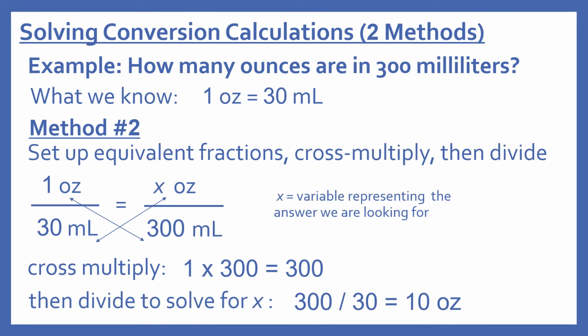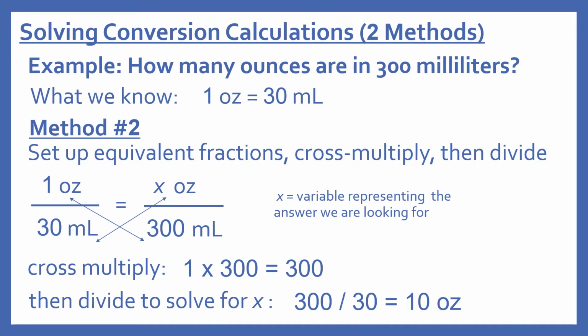Now method number 2, the same problem. How many ounces are in 300 milliliters? As I said, from our memorization, 1 ounce equals 30 milliliters. With this method, we're going to set up equivalent fractions, cross multiply, and then divide. So there's 1 ounce per 30 milliliters, and we see if that is equal to X ounces, where X is a variable representing the answer we're looking for, per 300 milliliters. This is sort of an algebra way to do it.